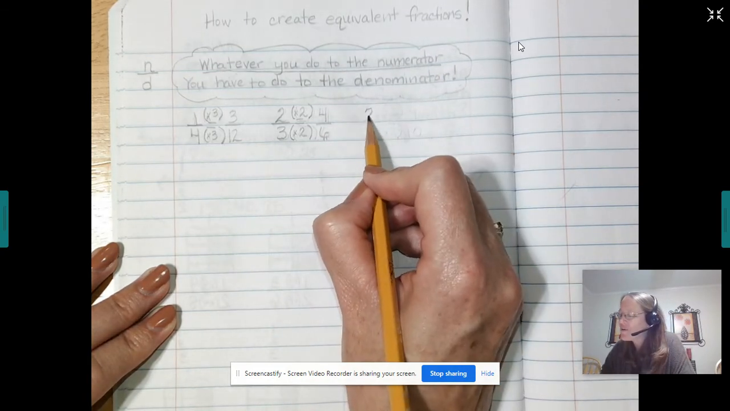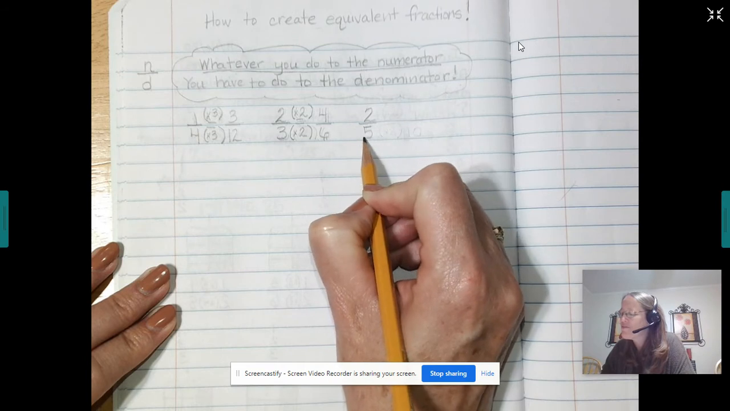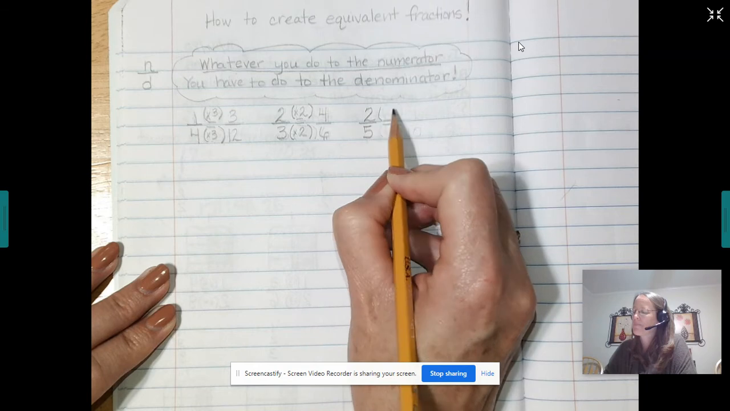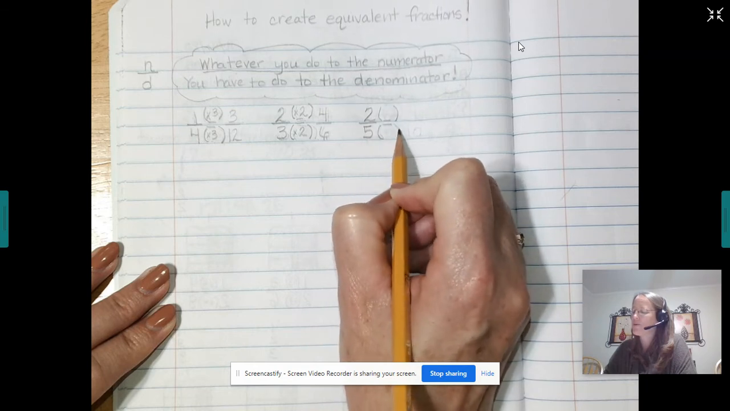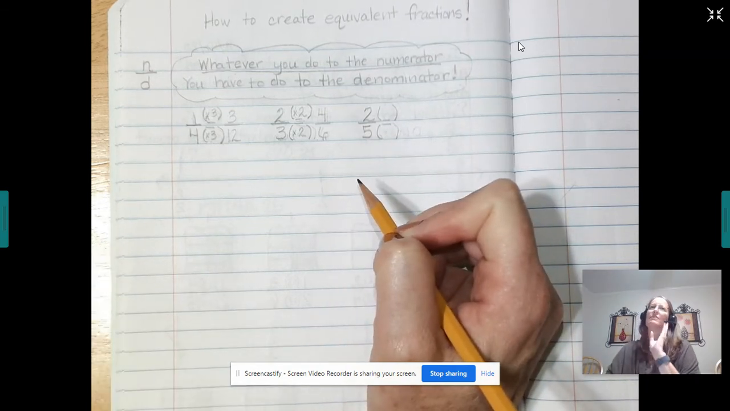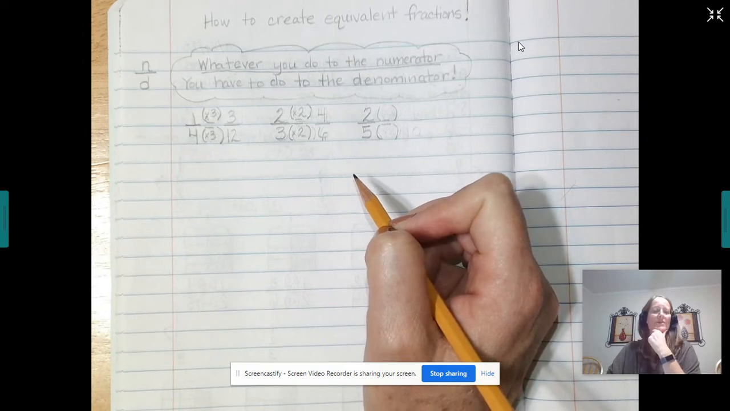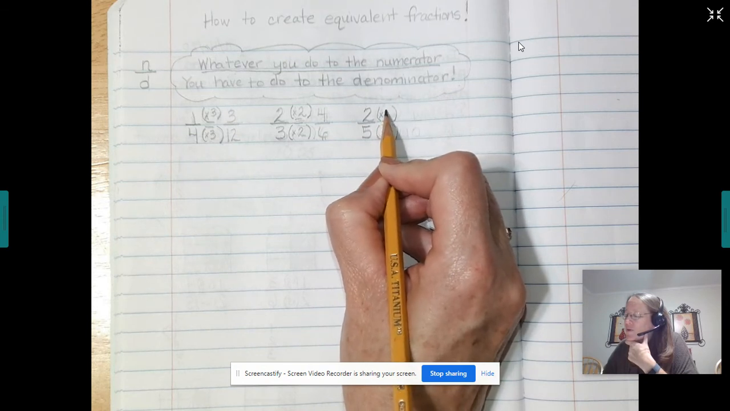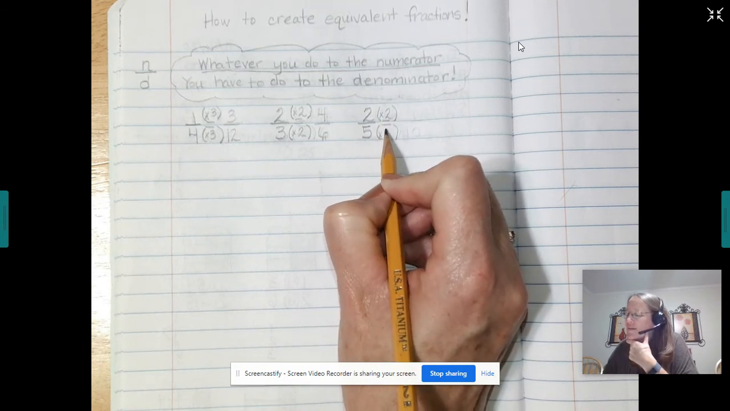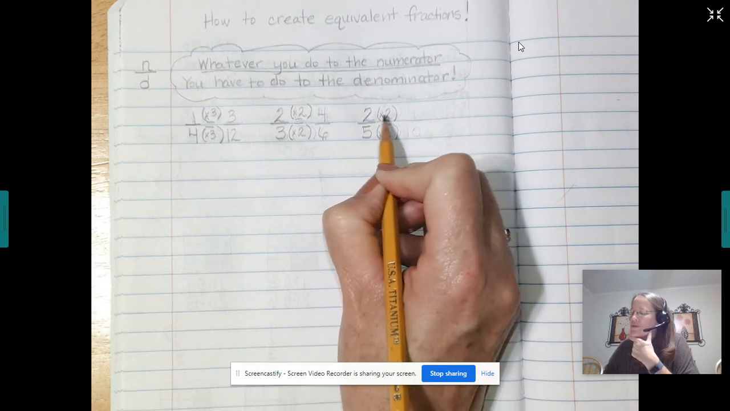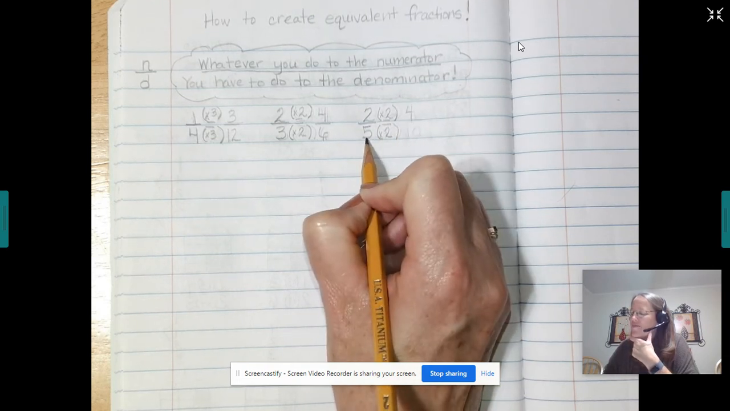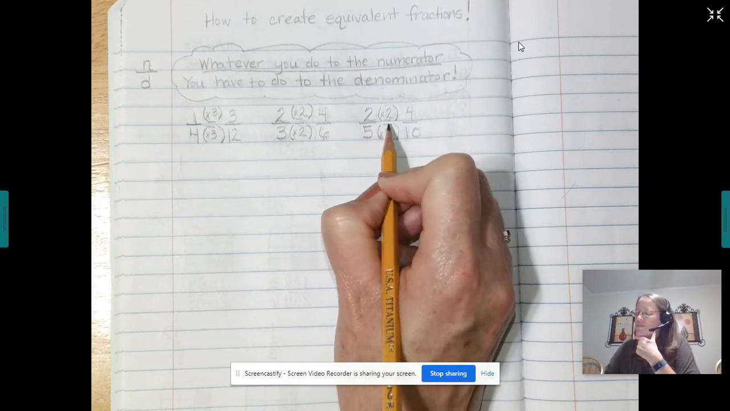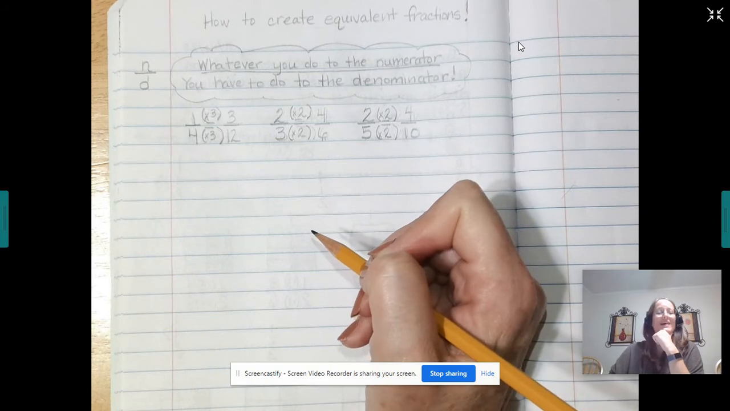You find an equivalent fraction for 2/5. I can hear you giving me your answers. So what if I multiplied the numerator and the denominator by 2? 2 times 2 is 4, and 5 times 2 is 10. 2/5 is equivalent to 4/10.